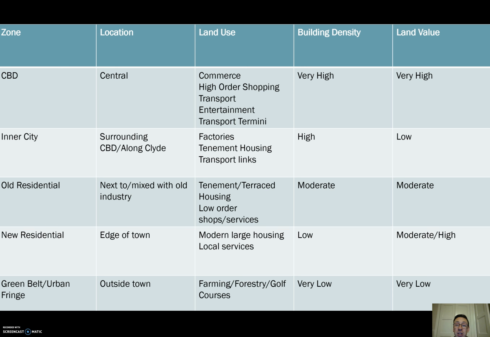One of the things I say, building density is very, very low and land values are very, very low. And the reason land values stay extremely low in this area is there tends to be a lot of legislation put in place to protect the greenbelt, and that legislation tends to also stop building. And because it stops building, it suppresses land values.